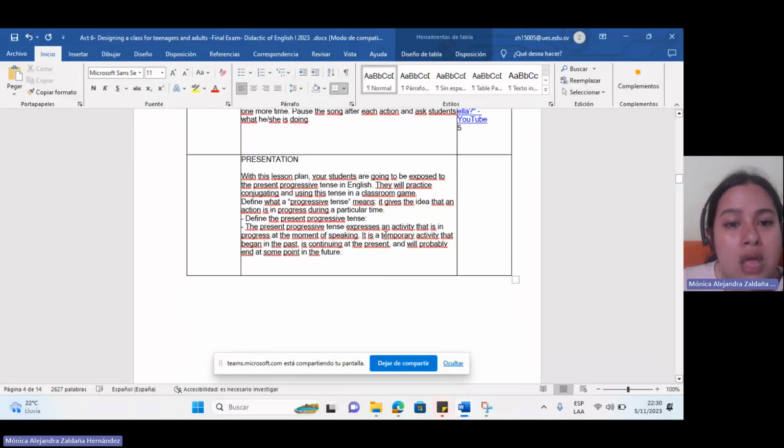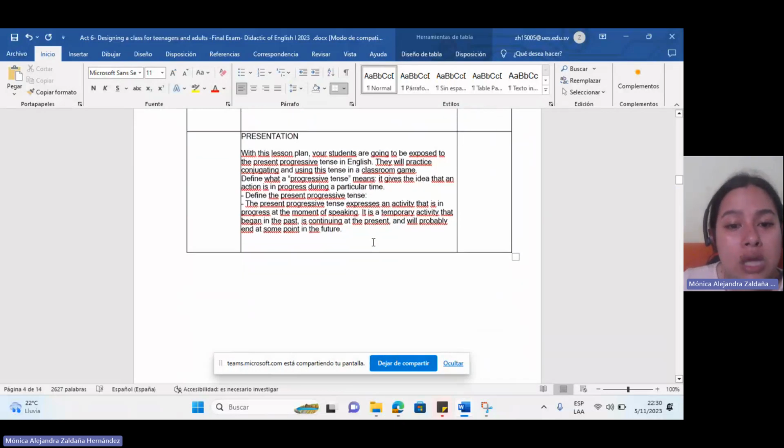Progressive tense gives the idea that an action is in process during a particular time. The present progressive tense expresses an activity that is in progress at the moment of speaking. It's a temporary activity that began in the past, is continuing at the present, and will probably end at some point in the future.